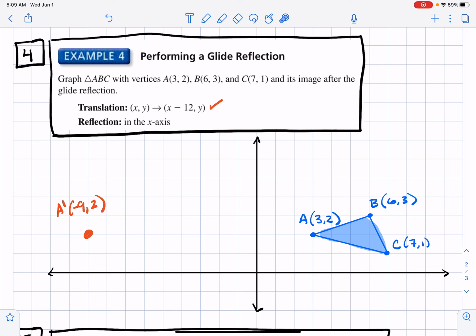Okay. Same thing with B. Let's subtract 12. And so 1, 2, 3, 4, 5, 6, 7, 8, 9, 10, 11, and 12. So I would be right there. Okay, there's B prime for us. And then lastly, C again. 1, 2, 3, 4, 5, 6, 7, 8, 9, 10, 11, and 12. So I'd be right there. Okay, there's my C prime. So there is my translation of x minus 12 and then y. Notice that the y value didn't change, so we didn't have to go up or down, anything.